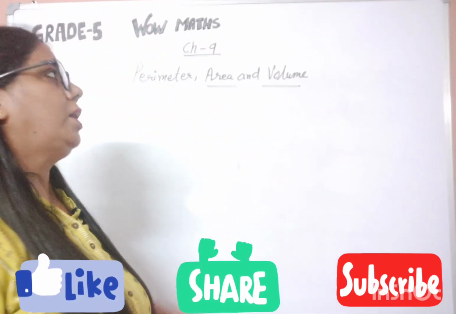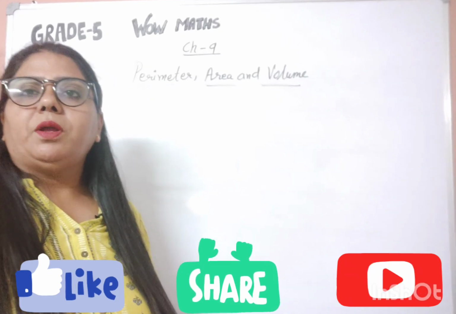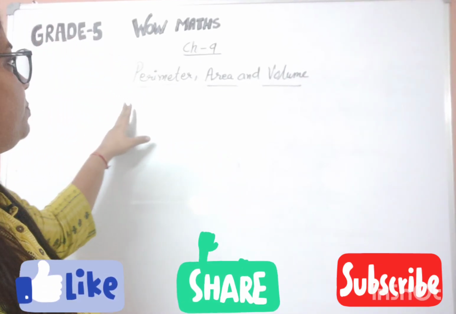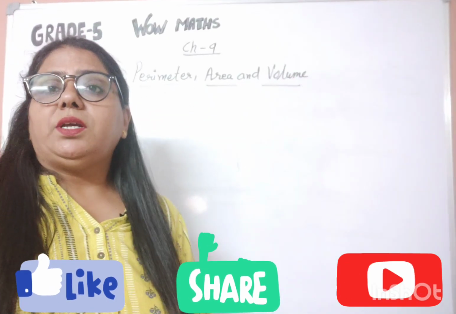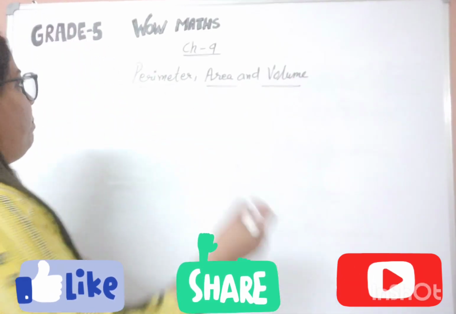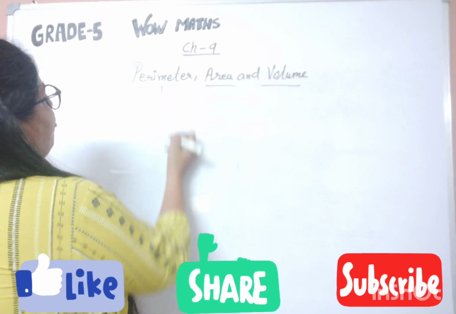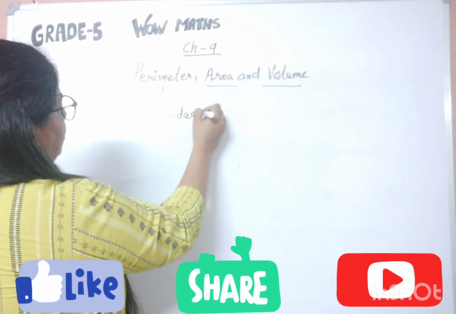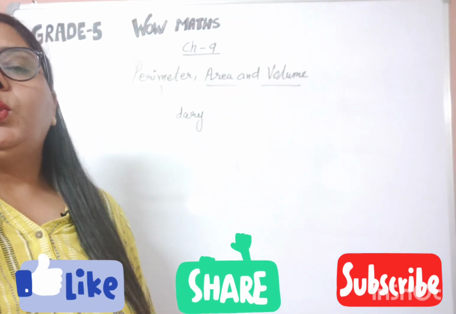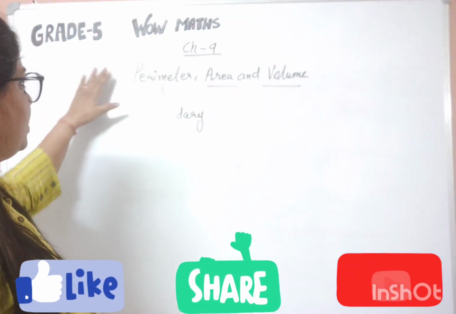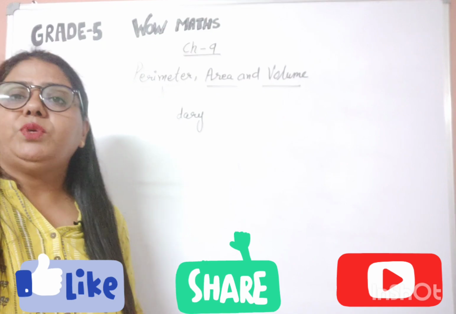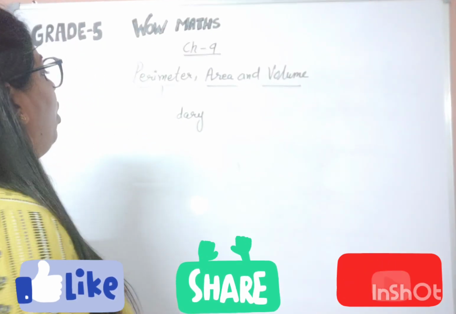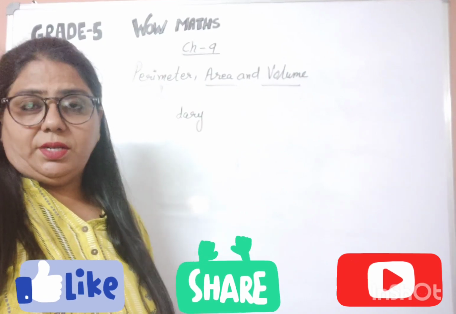Today we are going to start a new chapter, chapter number 9 from the maths book grade 5. The name of the chapter is perimeter, area and volume. So basically there are three words. Perimeter means the boundaries. One by one we will take one word and discuss. Alright, the first word is perimeter, when we are talking about the boundary. Perimeter of different figures we are going to understand.